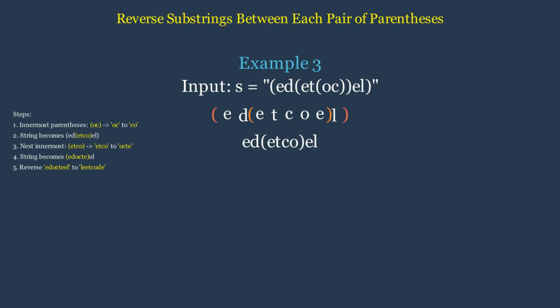The string now becomes ed(etco)el. Next, we reverse the content of the middle parentheses, changing etco to octe. The string becomes edoctel. Finally, we reverse the entire string.